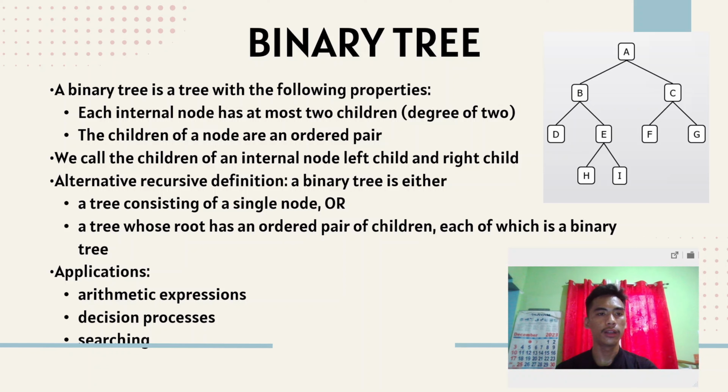So, binary tree. A binary tree is a tree that adheres to the following properties. Each internal node has at most two children, a degree of 2. The children of a node are an ordered pair. So the children of an internal node are specifically named the left child and the right child.